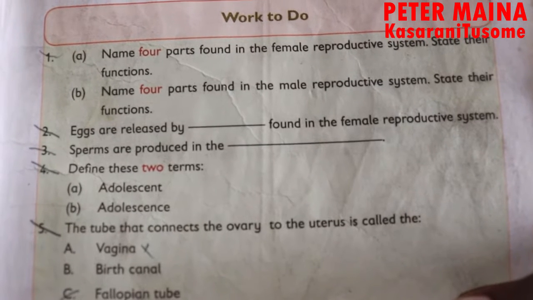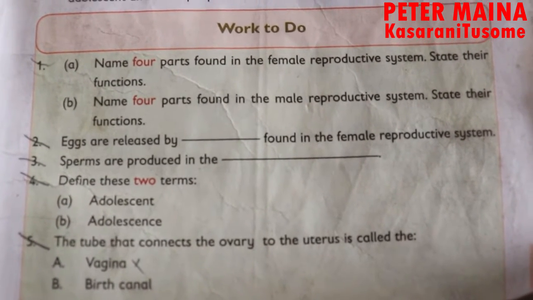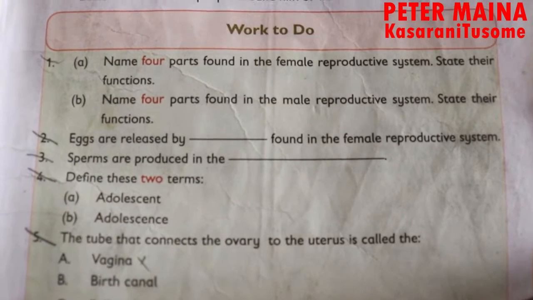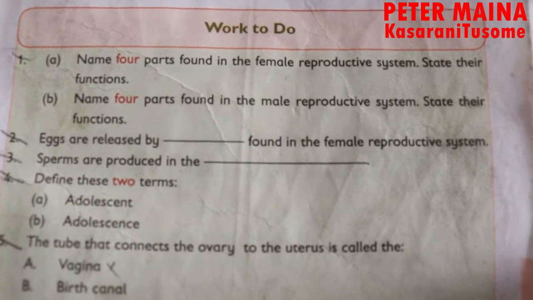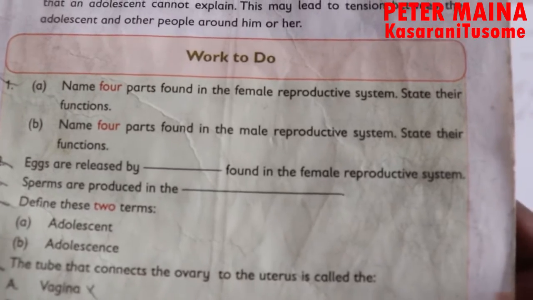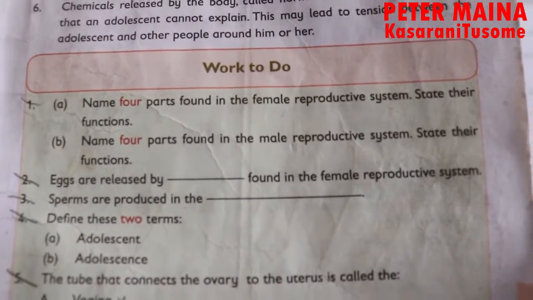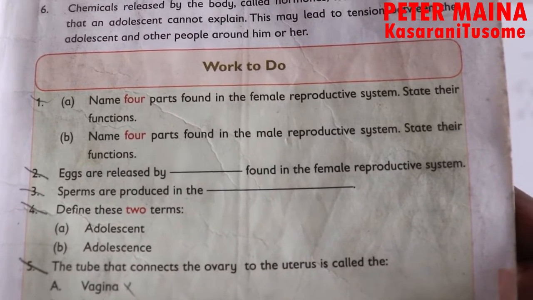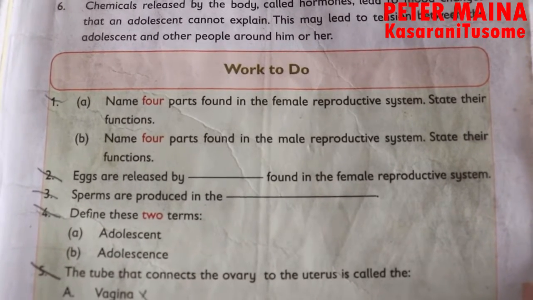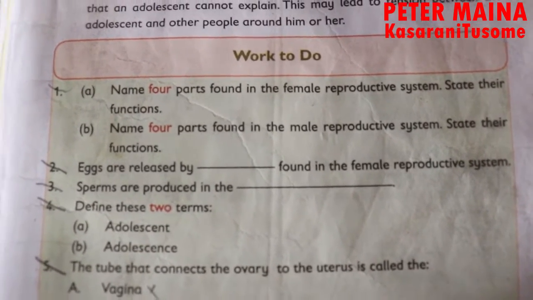So the second question, name 4 parts found in the male reproductive system and state their functions. The answers we have already discussed. We've talked about the testes, which produce sperms. The scrotum holds the testes. The sperm duct carries the sperms from the testes. Glands produce the semen. Then you have the urethra, which provides the passage for both the semen and the urine. And the penis deposits sperms into the vagina. We also talked about the epididymis, which stores the sperms.